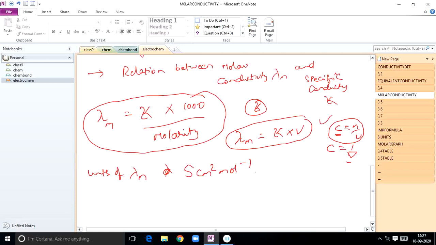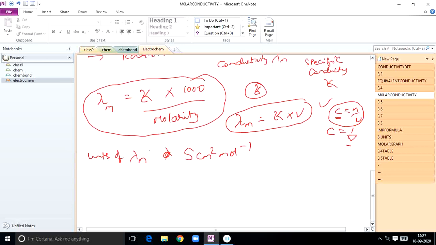Or you can take other units also. This is a non-SI system, and in SI system, you will have Siemens meter square mole inverse. So these are the units of molar conductance. In non-SI system, Siemens centimeter square mole inverse. In SI system, Siemens meter square mole inverse.